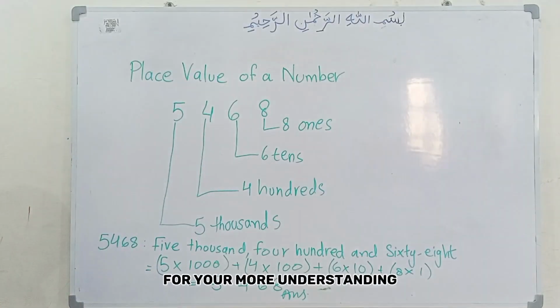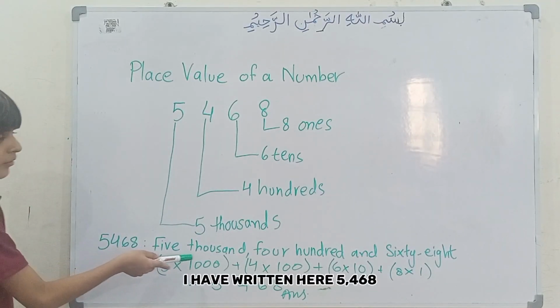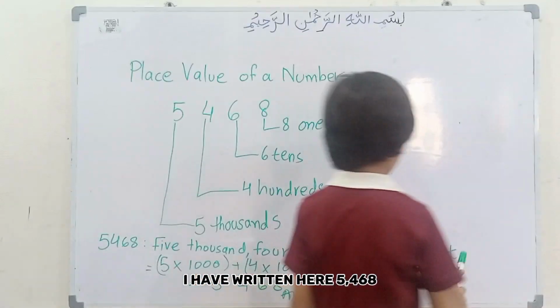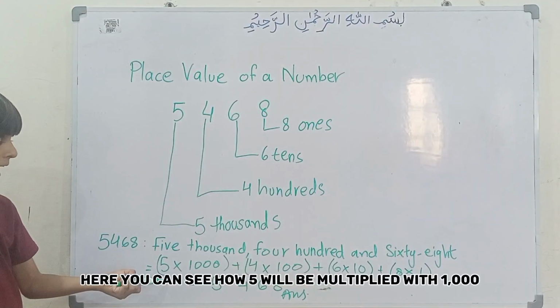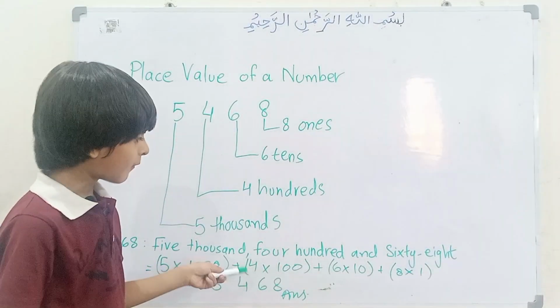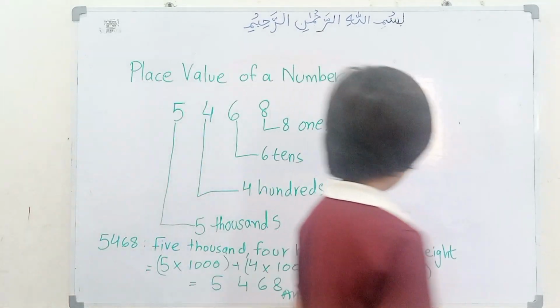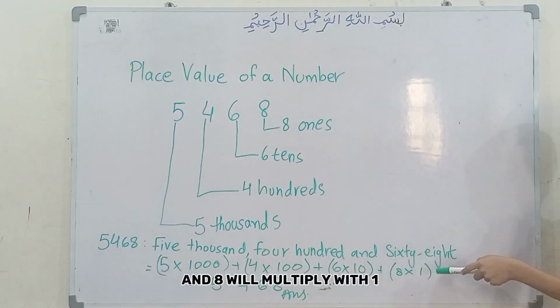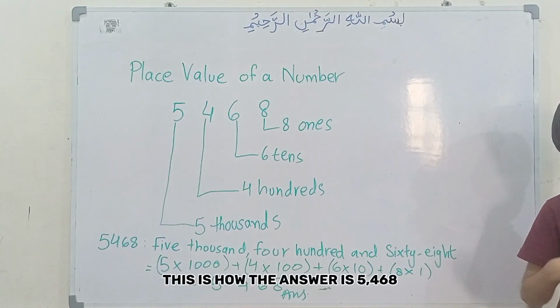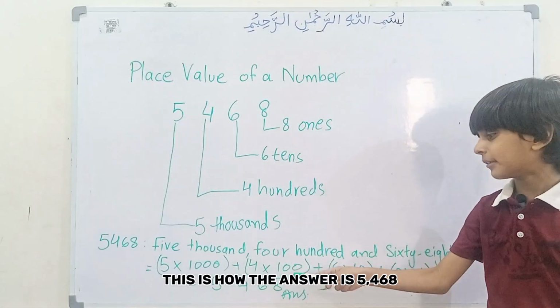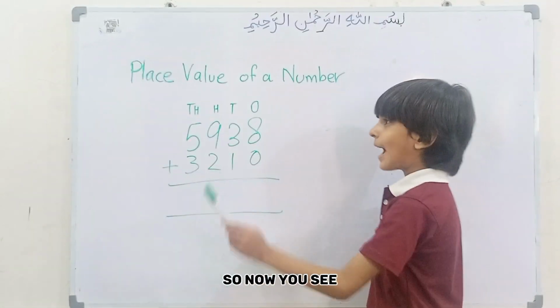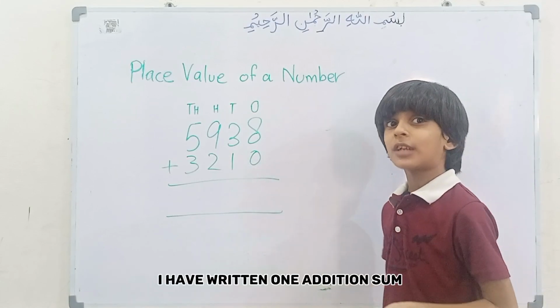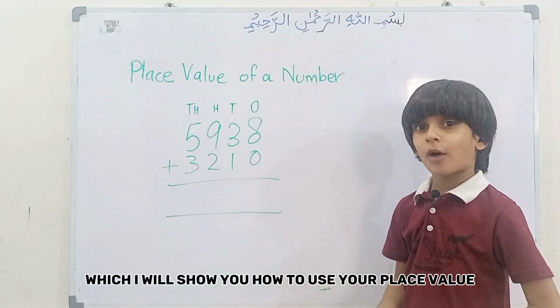For your more understanding, I have written here 5,468. Here you can see how the 5 will multiply with 1,000, 4 will multiply with 100, 6 will multiply with 10, and 8 will multiply with 1. This is how the answer is 5,468.